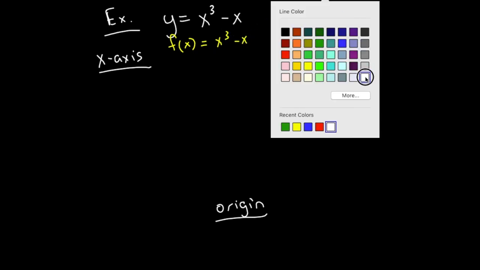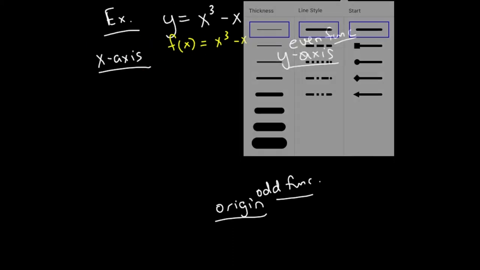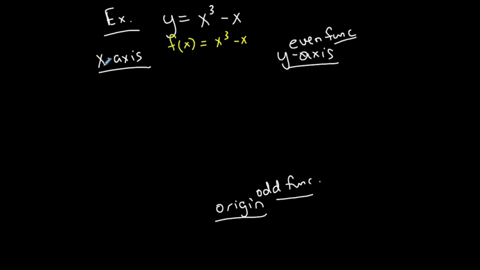So I can already determine that it's not going to be symmetric to the x-axis, but I'll show you that anyway. But I can maybe test to see if it's symmetric to the y-axis or the origin, or if it's an even function, or if it's an odd function. Okay, so let's see what we get. I'll show you the x-axis symmetry test anyway just for practice, but I'm expecting this not to work.